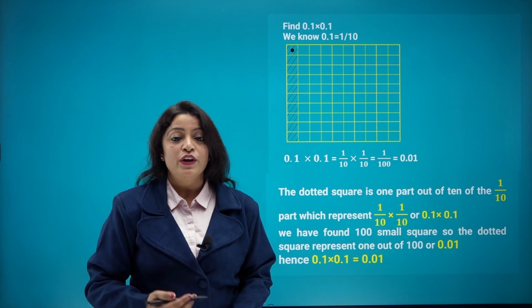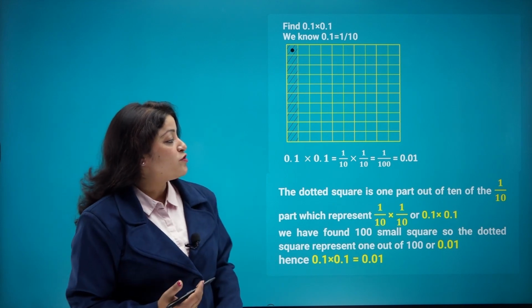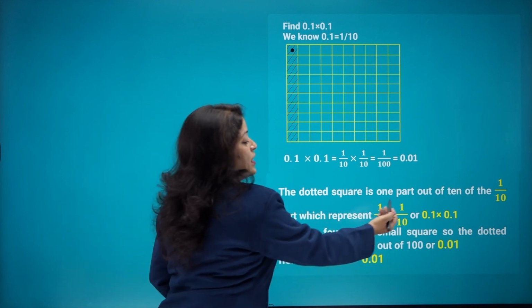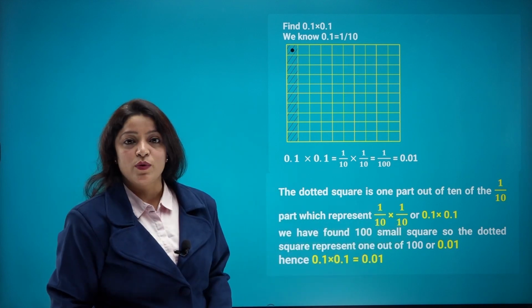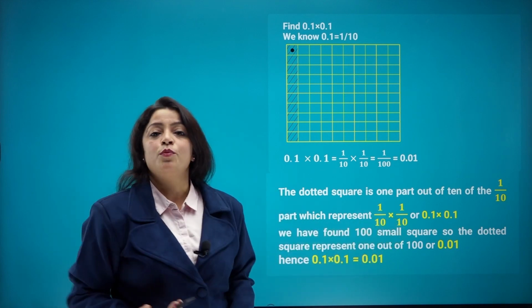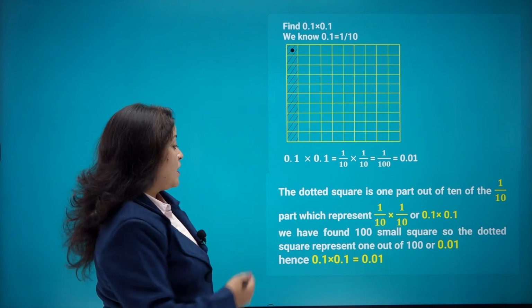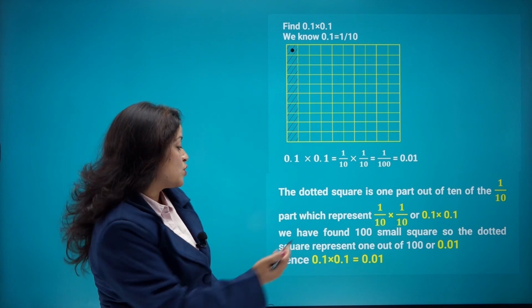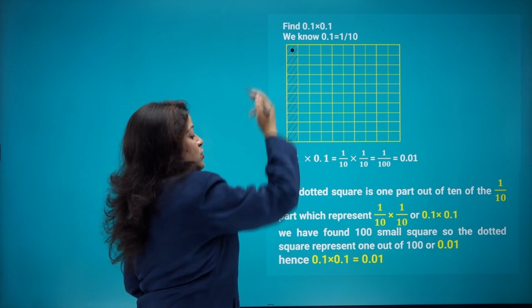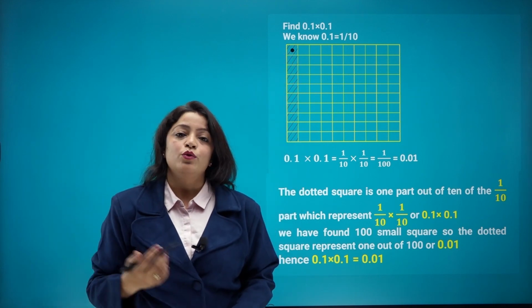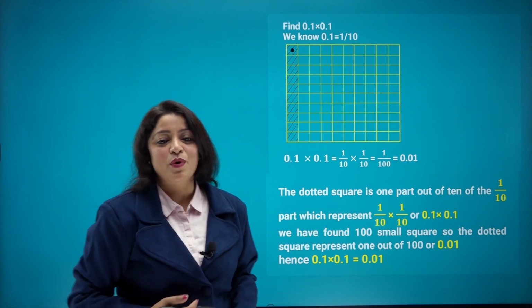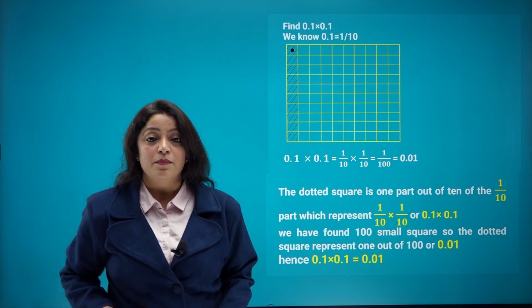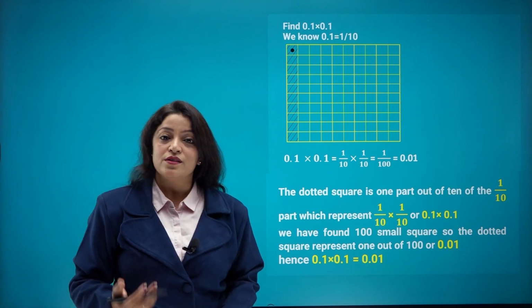Now, moving on, we can say the dotted square is one part out of the 10 parts which represents 1 upon 10, so 1 upon 10 times 1 upon 10, or 0.1 times 0.1. We have found that 100 small squares are there. So the dotted square here, the one with the dot, represents 1 out of 100, that is 0.01. So we can conclude here that 0.1 times 0.1 is nothing but 0.01.